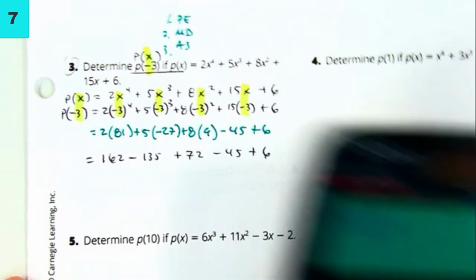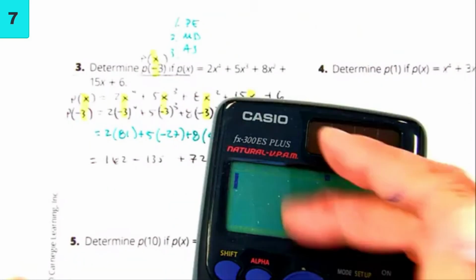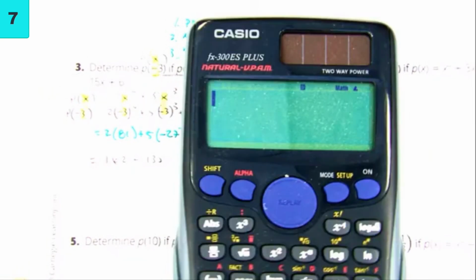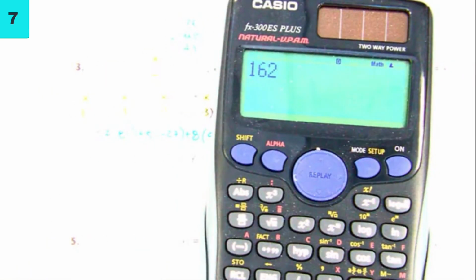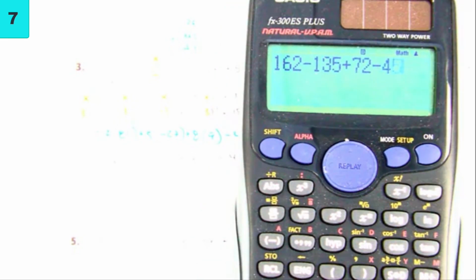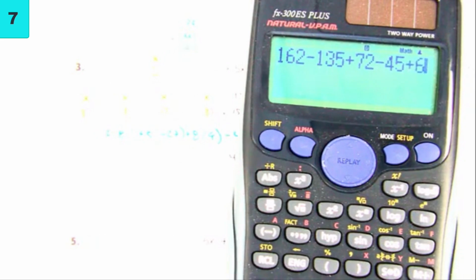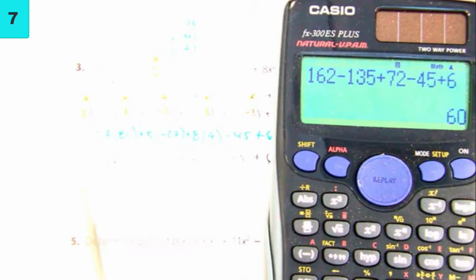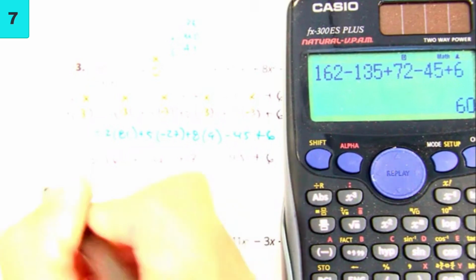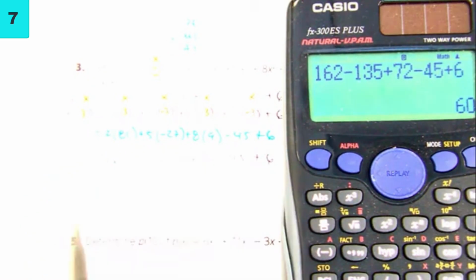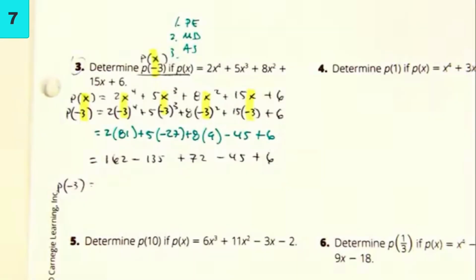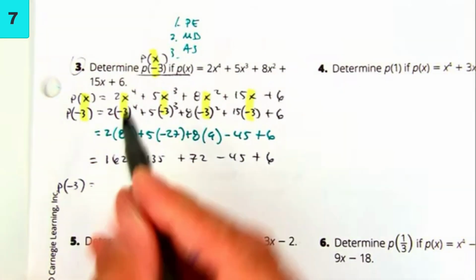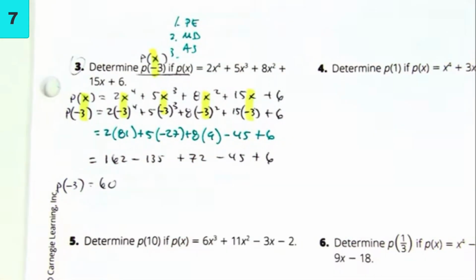And a nice thing, if you have a calculator that has a bigger screen, you can input all of that at once. So 162 minus 135 plus 72 minus 45 plus 6. And I got 60. See if that's reasonable. Looks reasonable. So my answer is p of negative 3 equals 60. Raise your hand if you got that.